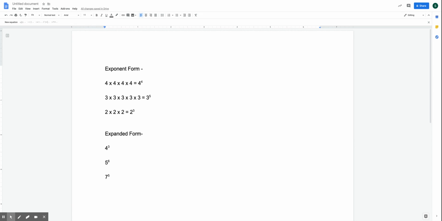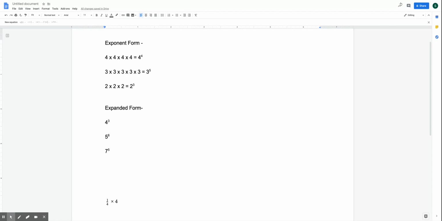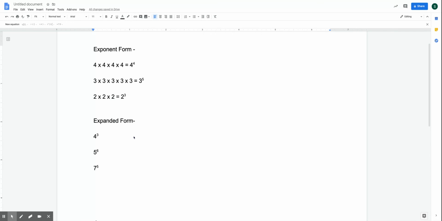Then we may see it the other way, where it gives you the exponent and it wants you to put it in expanded form. So here we have 4 to the power of 3. That would mean that we're multiplying 4 by itself 3 times. So I have 4 times 4 times 4. And this would be the expanded form of this exponent form.